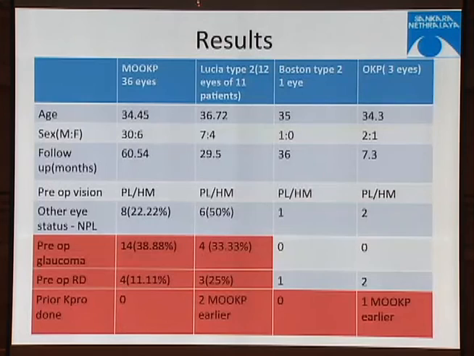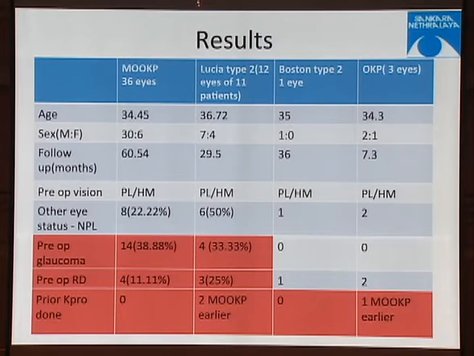So when you look at our results, we've done about 36 eyes with the OOKP and 12 eyes with the Lucia. These have been primarily the main types of surgeries that we have done. We have very little experience with the Boston type 1 in chemical injury, where we've done it in only one patient, and in 3 patients we've done the osteokeratoprosthesis. The age group has been around the mid-30s. We've had a preponderance of males in our group.